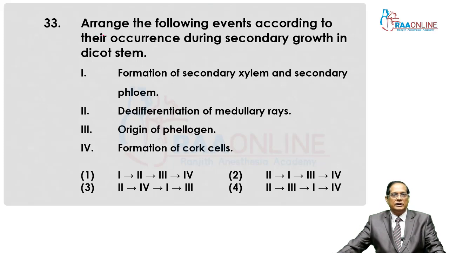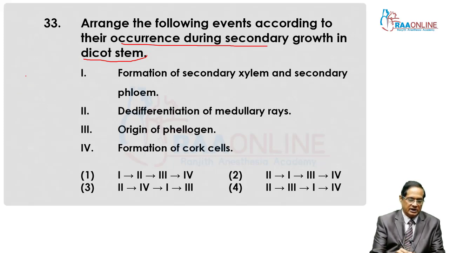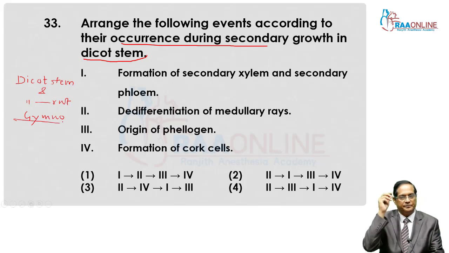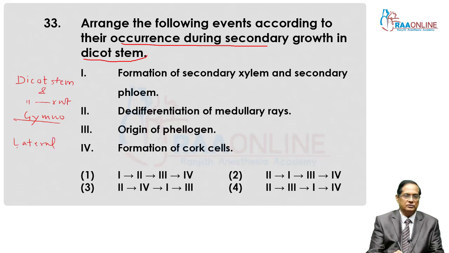Arrange the following events according to their occurrence during secondary growth. When does secondary growth take place? Secondary growth takes place in dicot stem and dicot root, as well as in gymnosperms also. Secondary growth is due to lateral meristem, that is cambium and cork cambium.